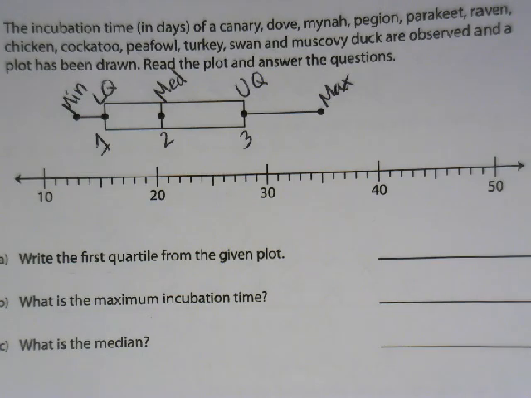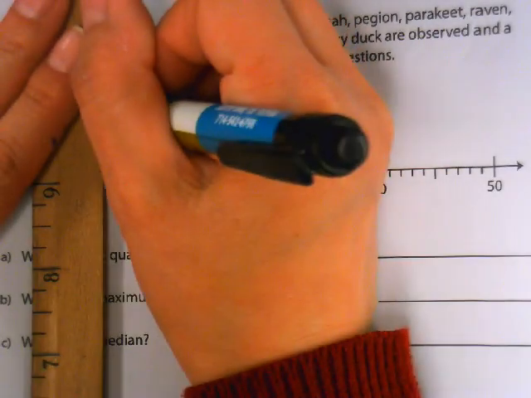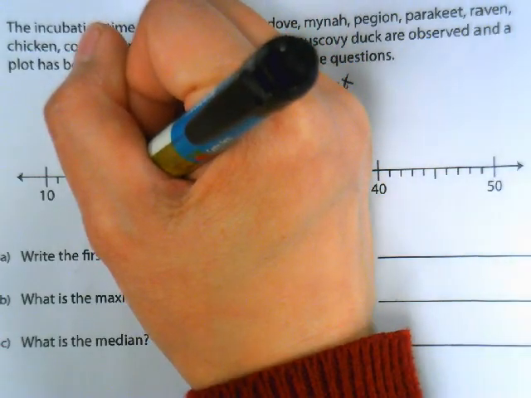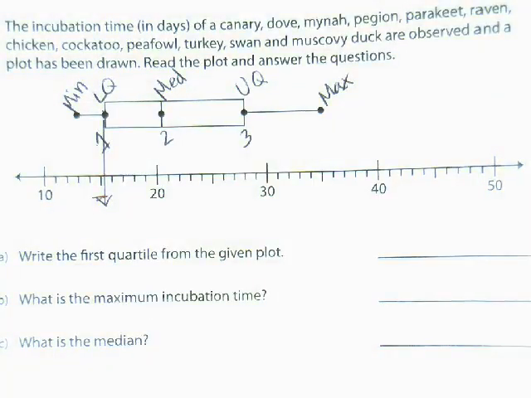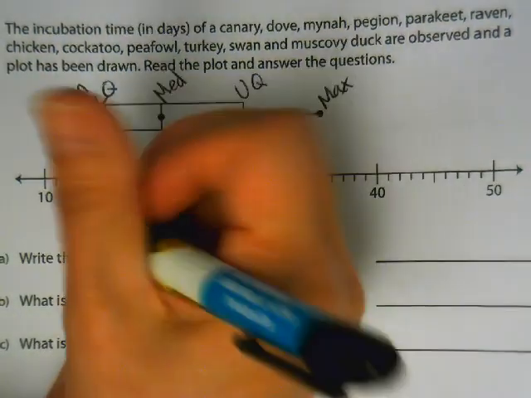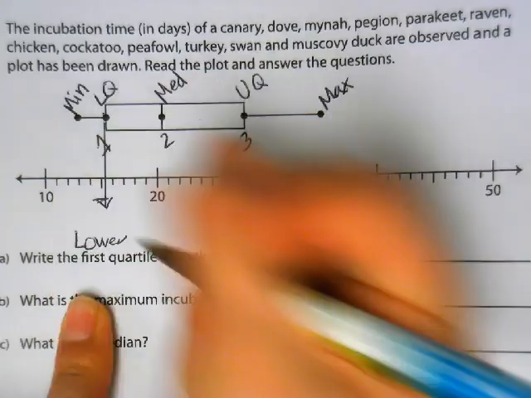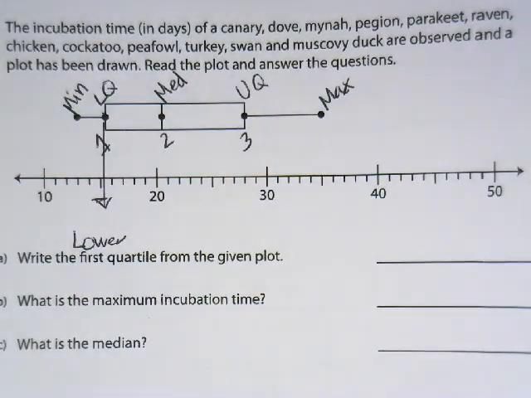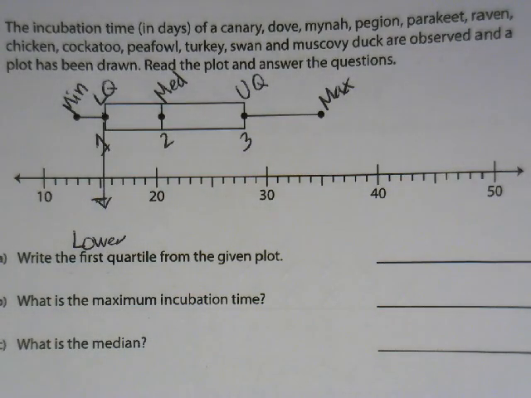Okay, write the first quartile from the given graph. So first quartile, what dot are we looking at? We're looking at the second one, right? So let me draw a line so you can kind of see it. It's actually a decimal. So your first quartile or your lower quartile is your second dot. Okay, so what would be the value of my lower quartile, my second dot? What do you guys think?